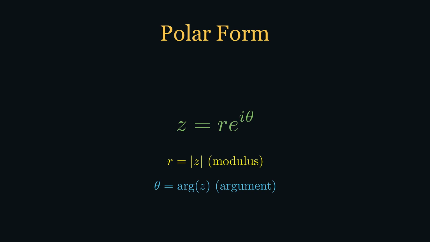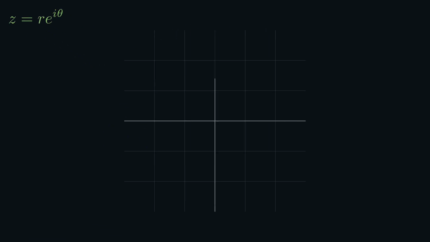Every non-zero complex number can be written in polar form. z equals r e to the i theta, where r equals the absolute value of z is the modulus, and theta is the angle from the positive real axis. This angle theta is called an argument of z.